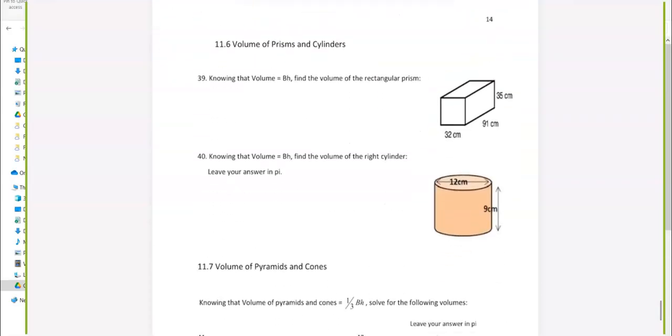Okay, we have 2 more sections. They both deal with volume. Okay, so the first section is 11.6, and this is volume of prisms.